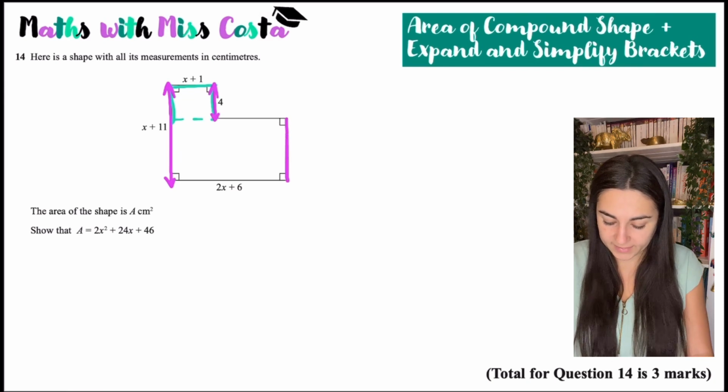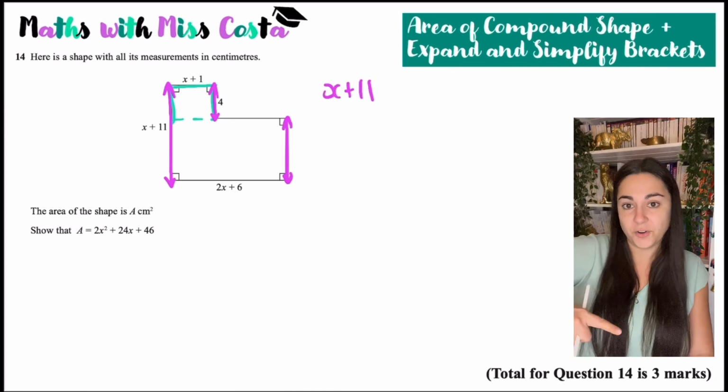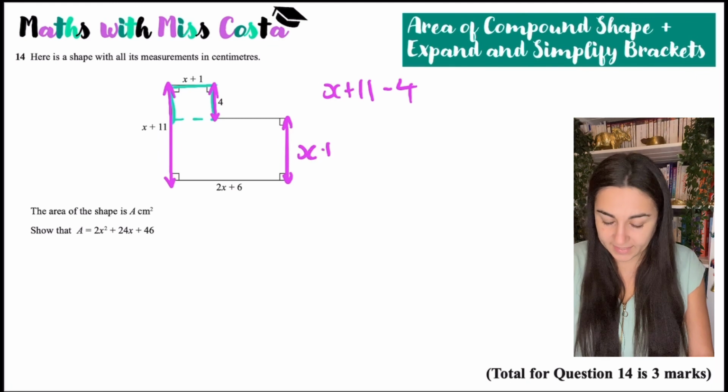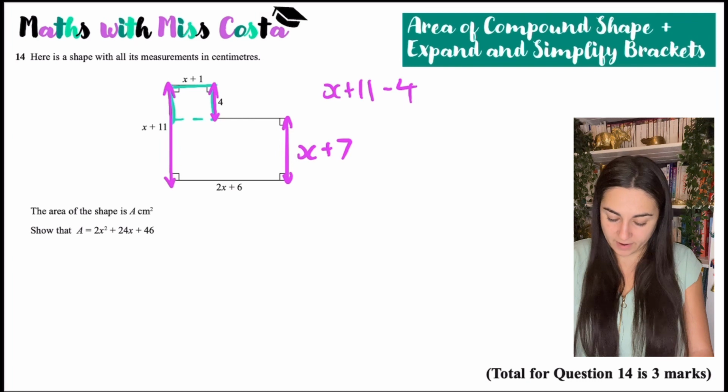So to work out this length here, I would do x plus 11, which is the total length, and I would subtract 4. So 11 take 4 is 7. So this length here must be x plus 7. So I've worked out what my length over there is. I know what the lengths of my other rectangle are, so I can work out the area bit by bit.